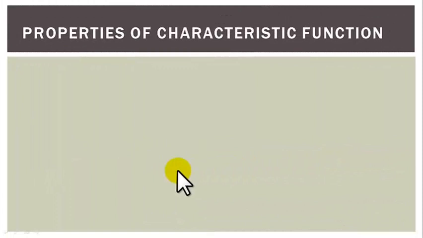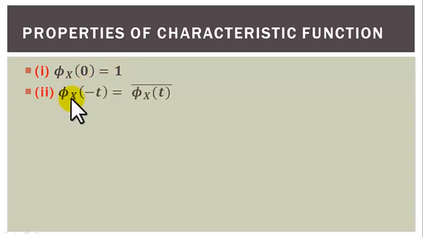Properties of characteristic function. Property 1. We know that the characteristic function of a random variable X at t equal to 0 is equal to 1. 2. The characteristic function of X at minus t is equal to the conjugate of the characteristic function of X with parameter t.